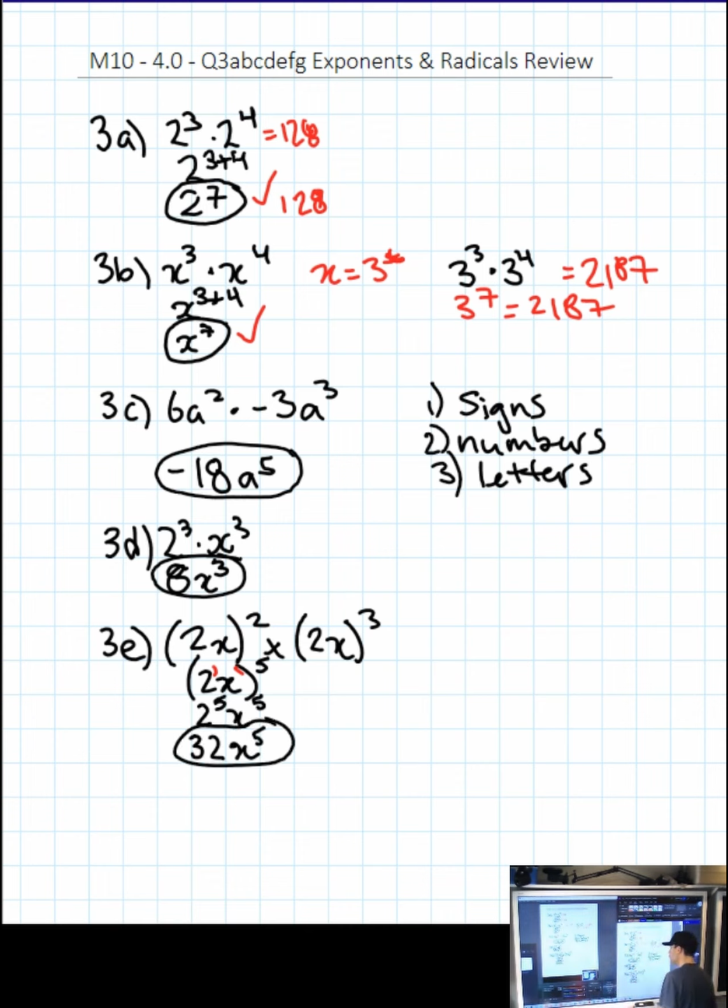So we can only add the exponents if the base is exactly the same. The base was 2x both times, so we could simply add the exponents. Then when we have brackets with exponents, we multiply the exponents. So be very careful with adding the exponents or multiplying the exponents.